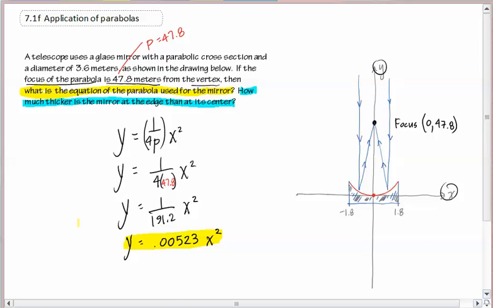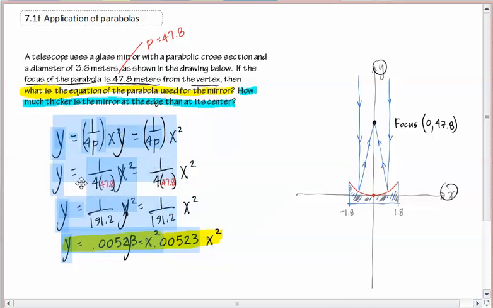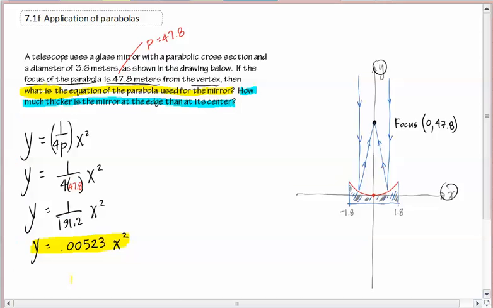Now let's move this over to give myself room for the blue part. So now let's take a look at this blue question: how much thicker is the mirror at the edge than at its center? Now I want to again emphasize the red dot. The red dot is the origin of my superimposed coordinate plane.